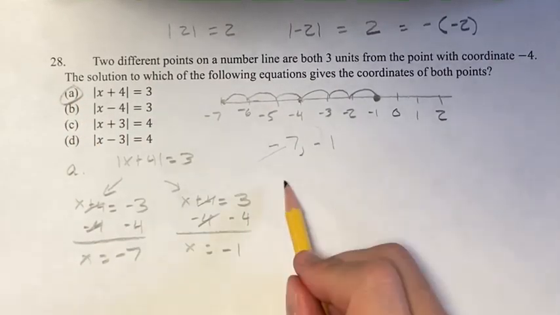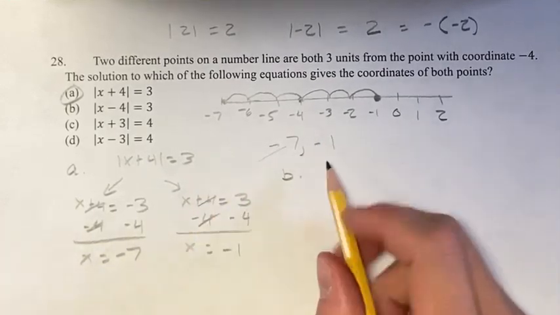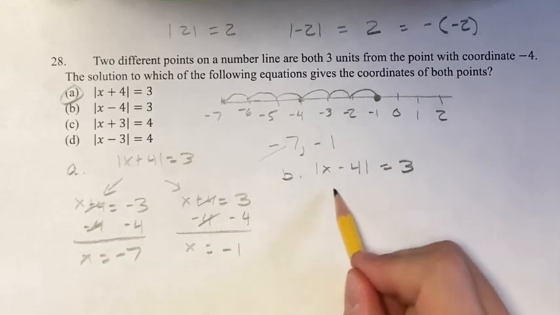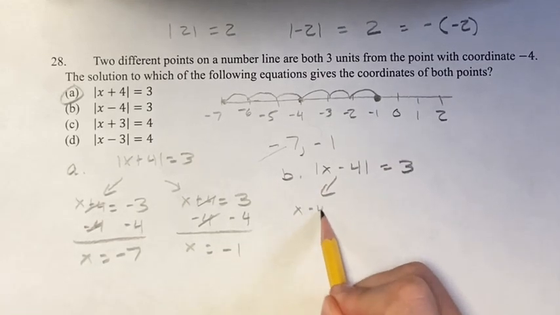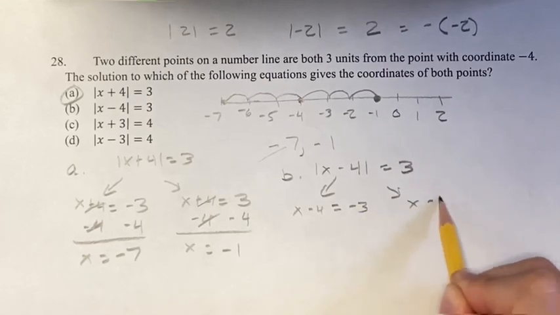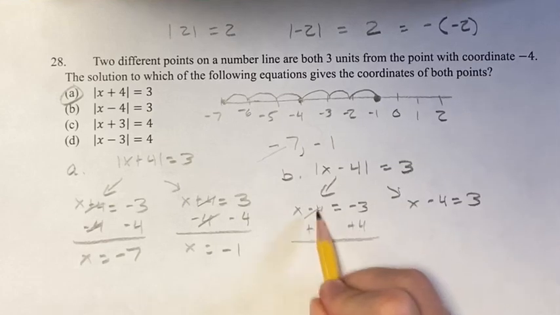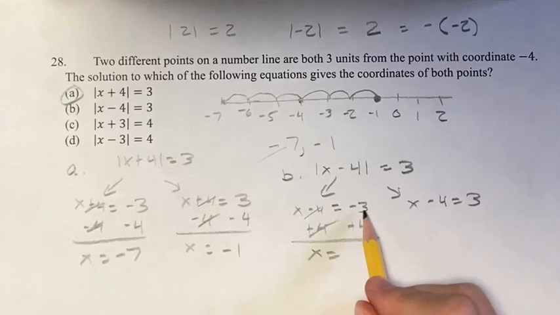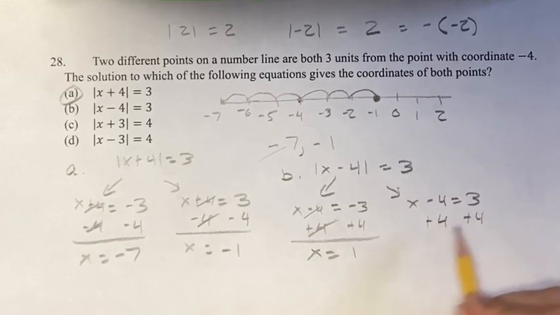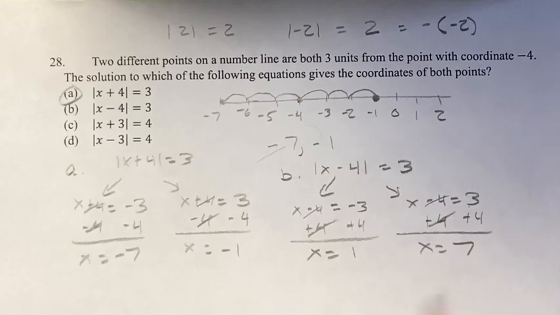We can just check B just so you see an example of something that isn't correct. We have the absolute value of x minus 4 is equal to 3. So again, this means x minus 4, the thing inside the absolute value, is either equal to -3 or x minus 4 is equal to +3. If you add 4 to both sides, these cancel, and you get x is equal to -3 plus 4 is +1. Adding 4, these cancel, x is equal to 3 plus 4 is 7, so these are the wrong answers.